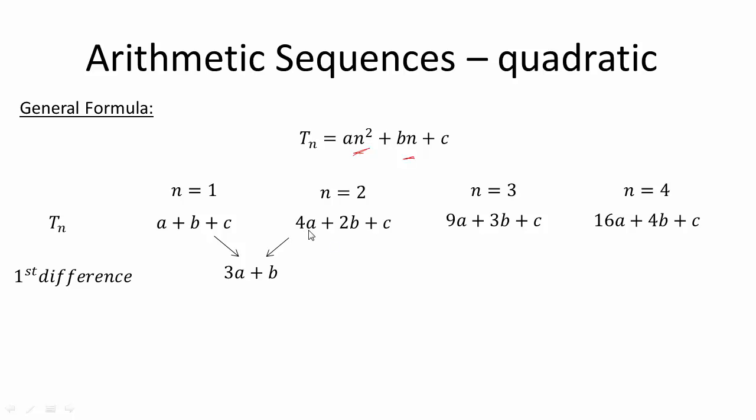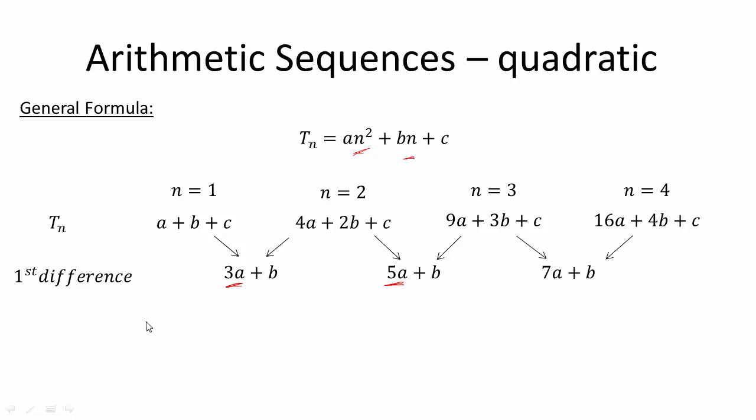9a minus 4a, that's 5a. 3b minus 2b, that's b. And c minus c, that goes away. So it's 5a plus b. This immediately tells us these are different. This cannot be a linear type arithmetic sequence because the first difference is not constant. So let's go ahead and check now the last one, and this is 7a plus b.